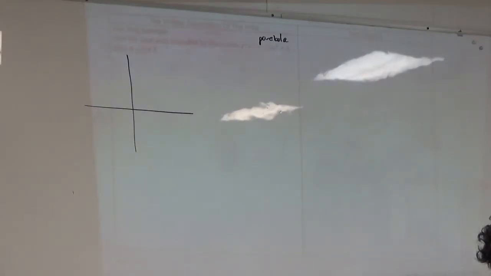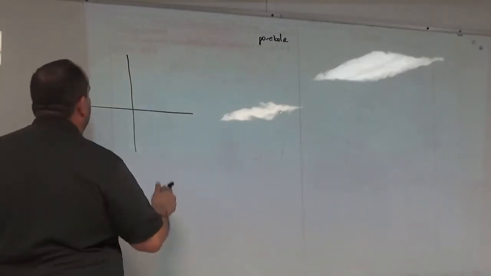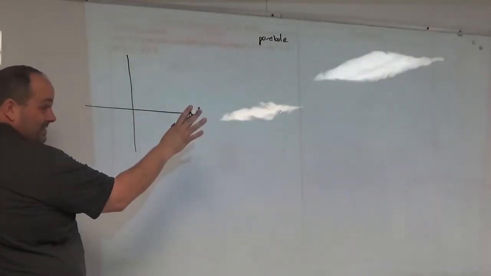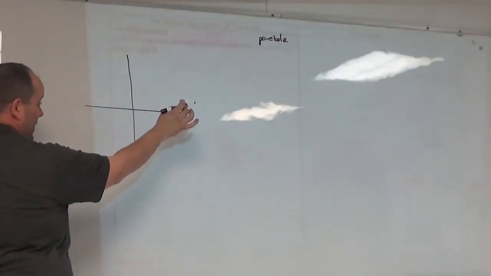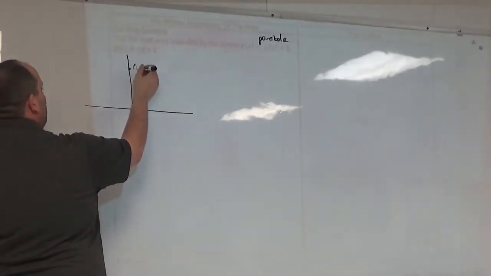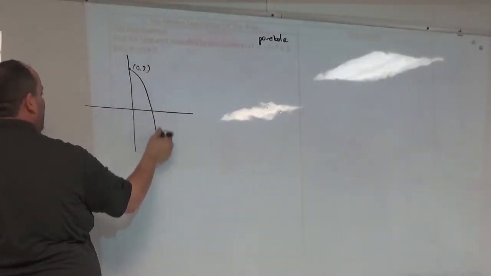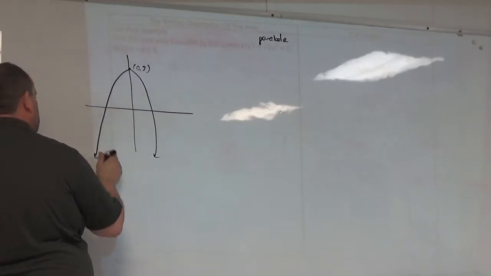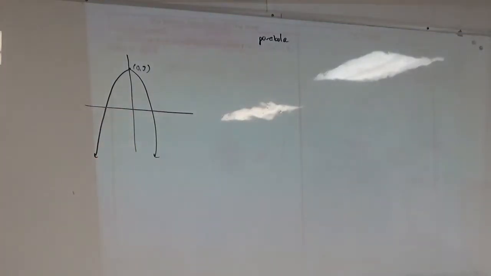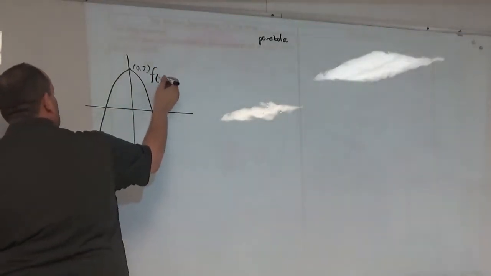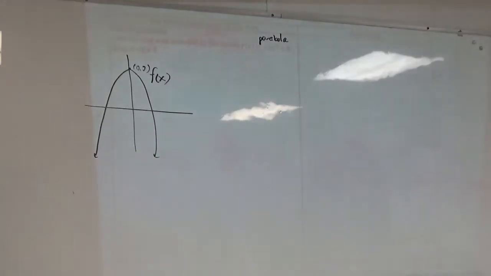Wow, y is 3. It's a point. So there's an x and there's a y. The vertex is at 0, 3, and the graph opens down. That's f of x. Now we've got g of x. G of x is negative x plus 2.